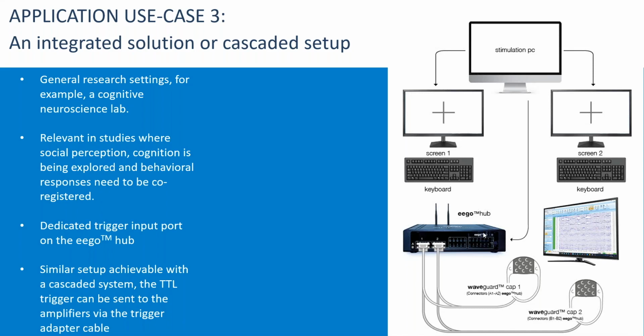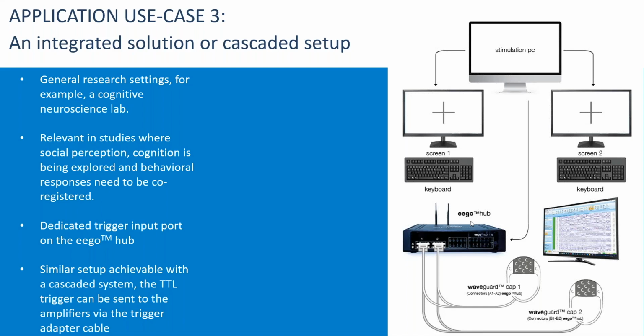You have all of the data recorded from both subjects into one data set, which you see here on the right. And what Eego Hub also has is actually a parallel port. So the only thing we need is for the stimulus presentation PC to be able to send a hardware trigger to this Eego Hub port, or a DB25 port that is on the Eego Hub.